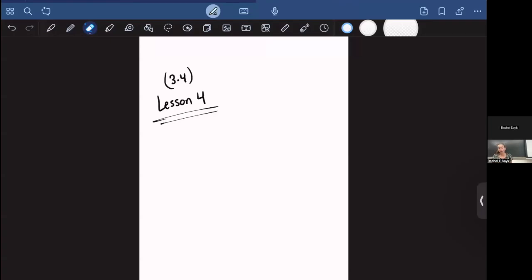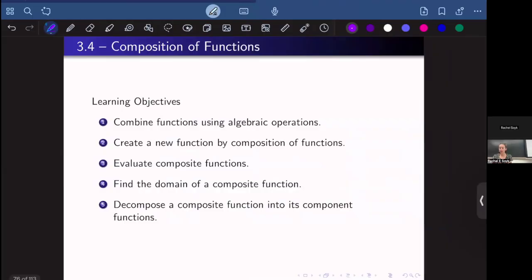So now we're on section 3.4, which is our composition of functions. This is a really fun section, very technical and algebraic, and getting comfortable with the importance of parentheses, I would say, is the goal in this section.